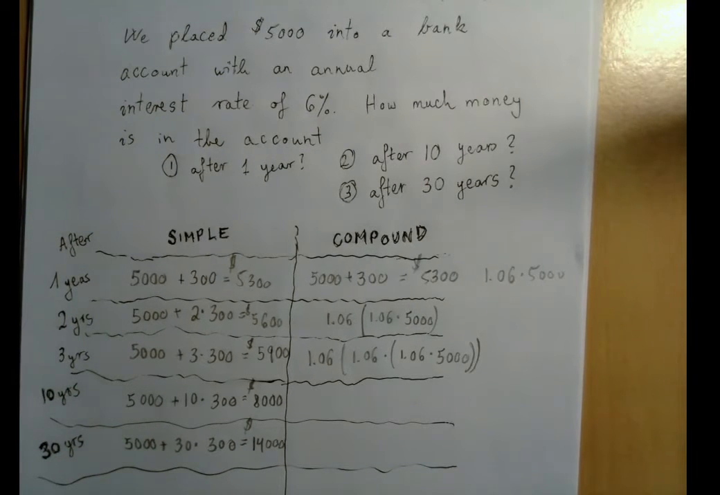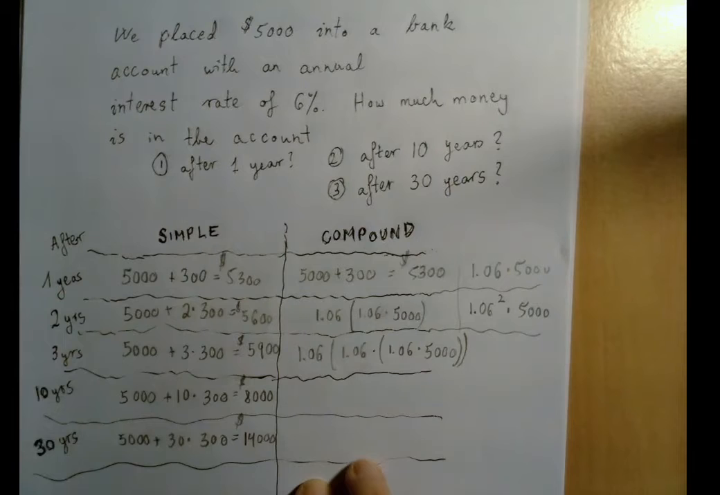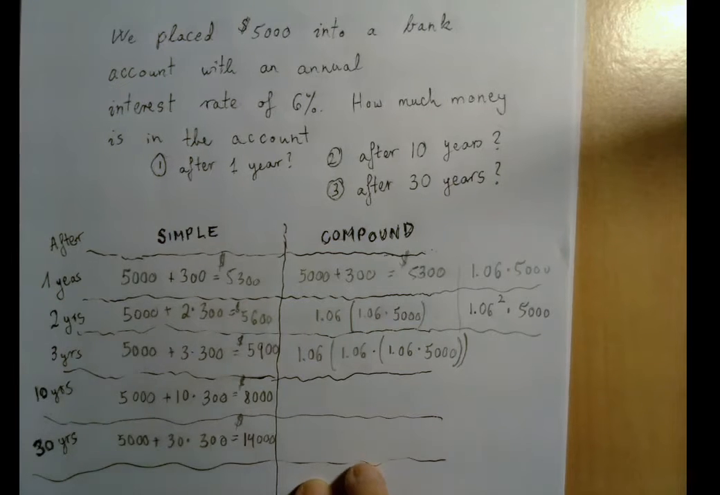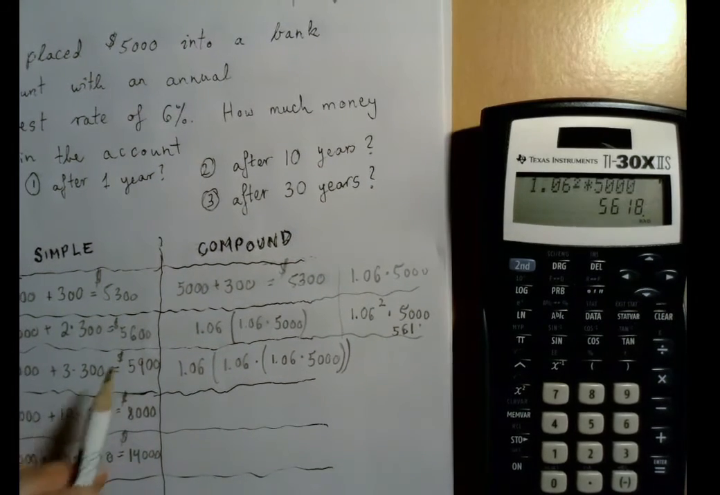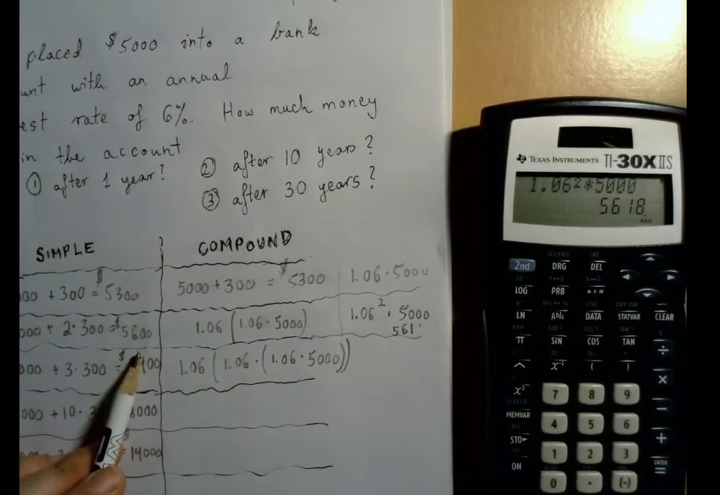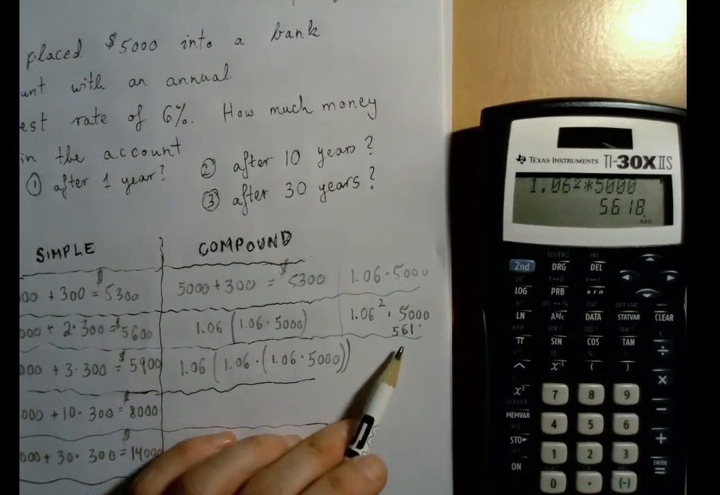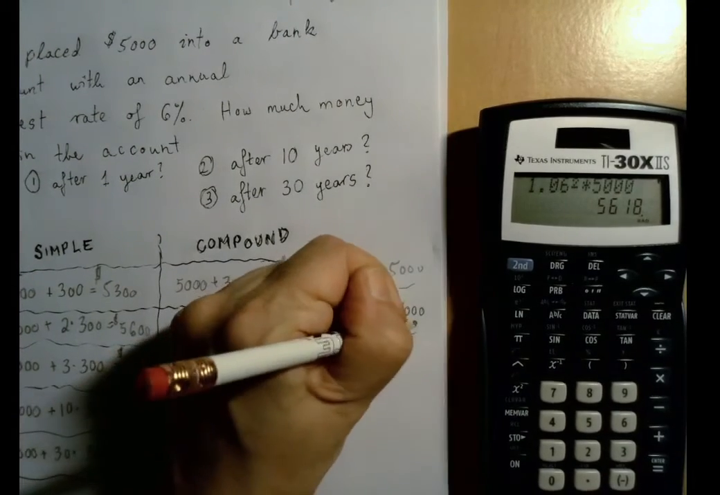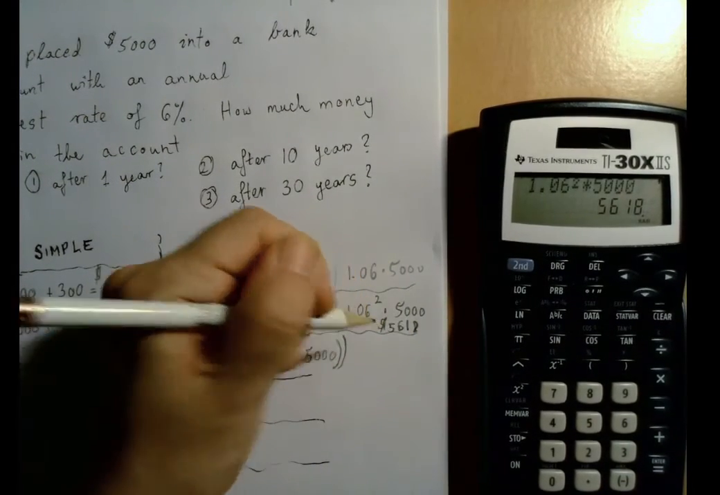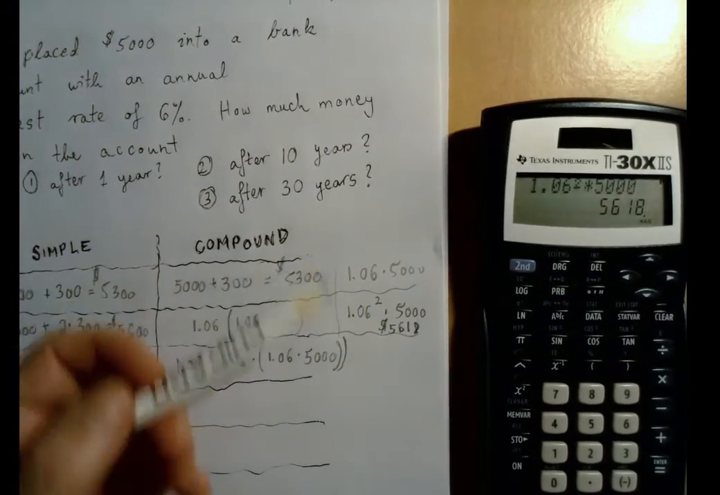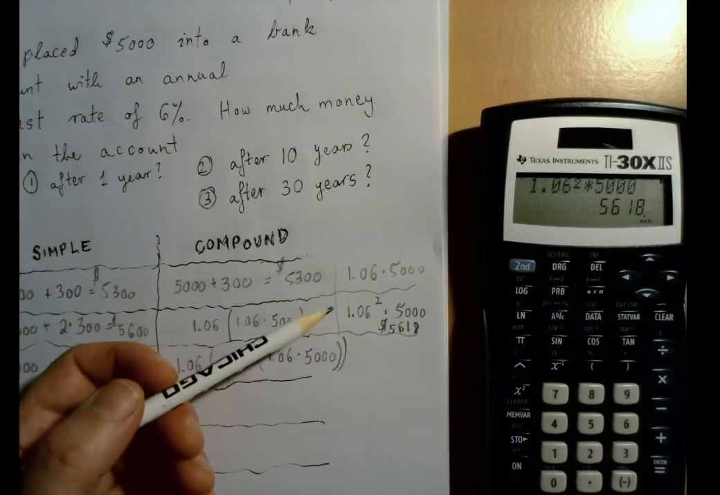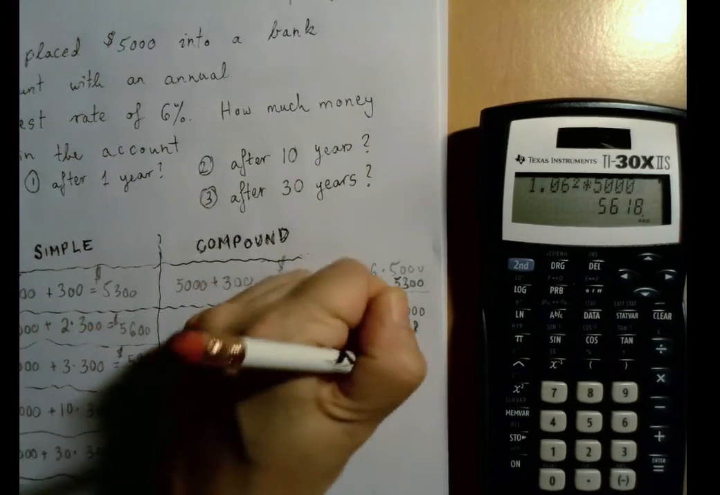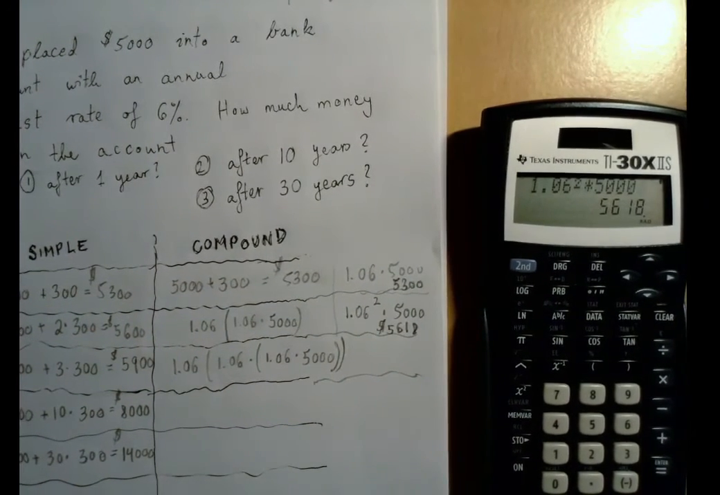Using this shortcut, after 2 years, this would be 1.06 to the second power times 5,000. With simple interest, it was 5,600. With compound interest, it is $5,618. So what is that $18? That is basically the 6% of the previous interest. It's the 6% of the 6%. The difference being that in case of compound interest rate, interest becomes principal and the next year collects interest.